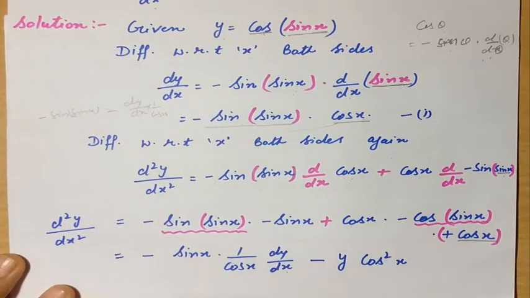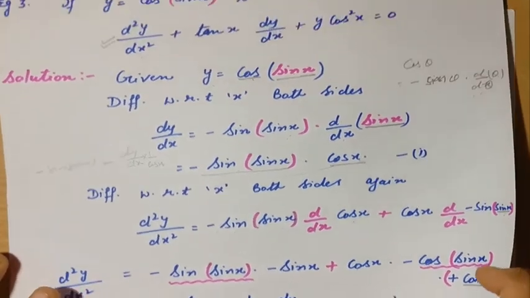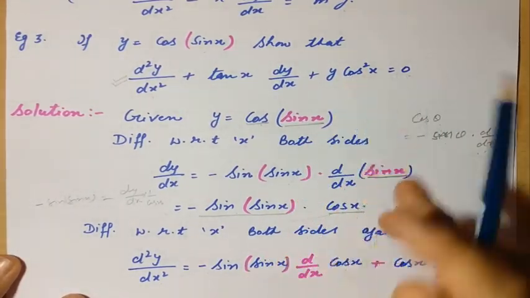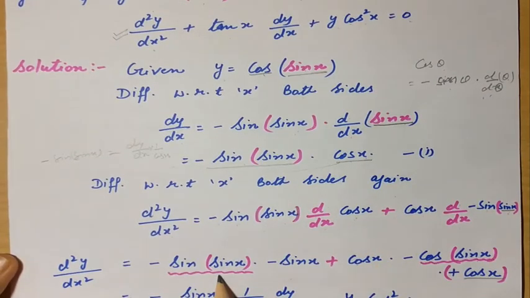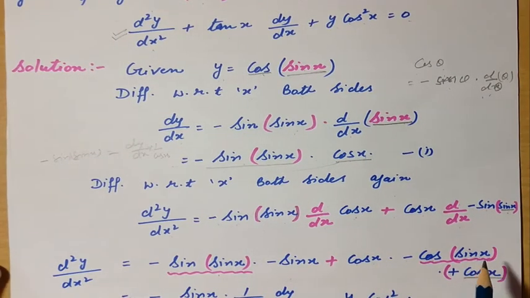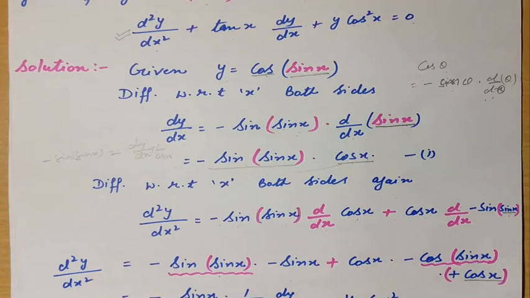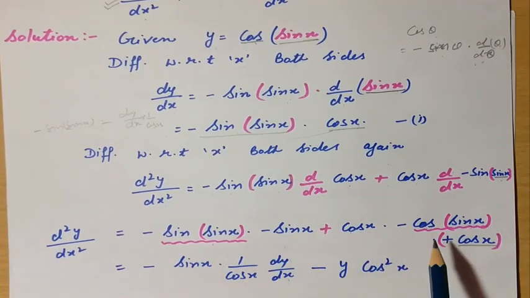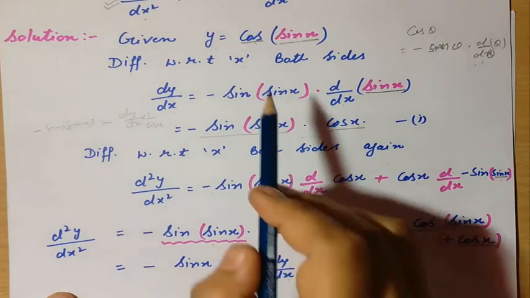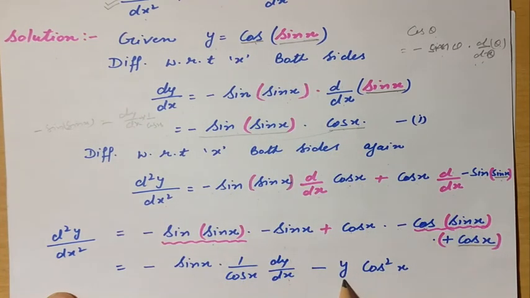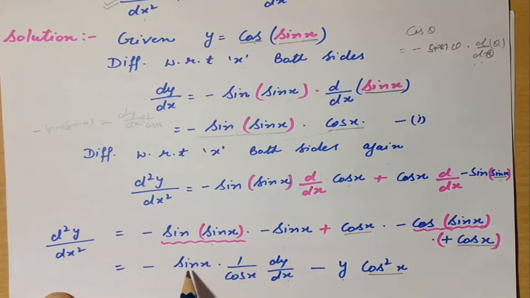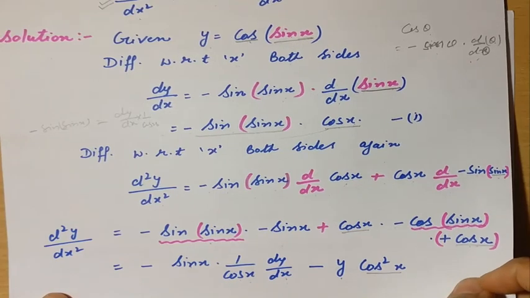We compare all these values, because when we look at what we have to prove, we do not have the terms sin of sin x or cos of sin x. So we remove these by looking at the previous equations and substituting. Minus cos of sin x is minus y, into cos x times cos x, which is cos square x. Now sin x upon cos x is tan x. Then we put the values and we get the result.